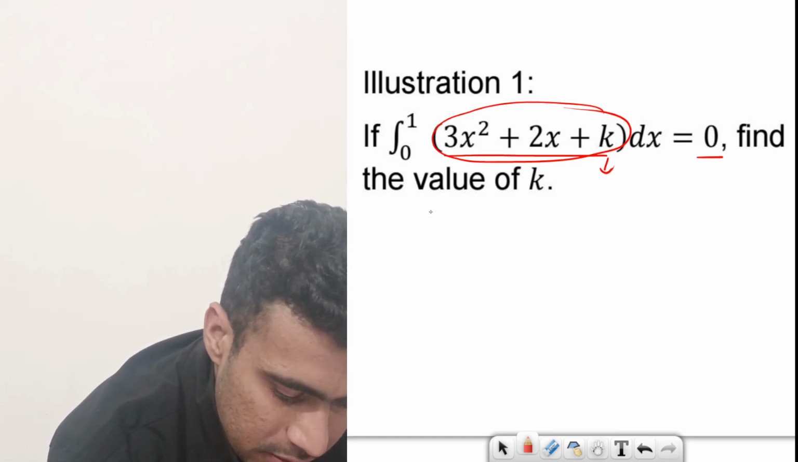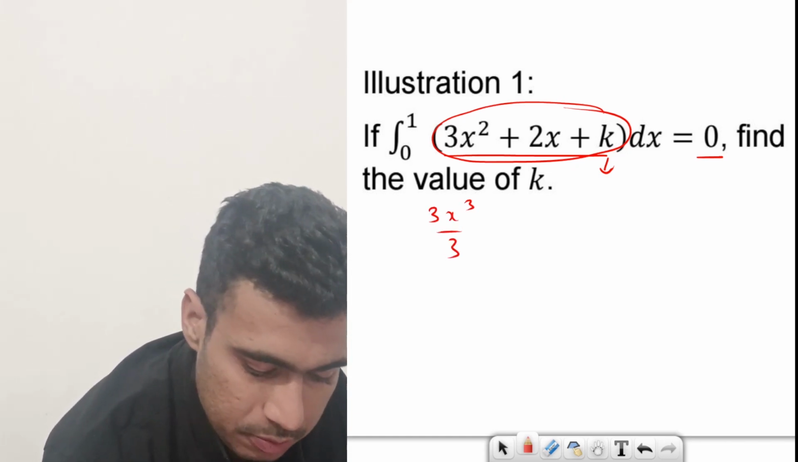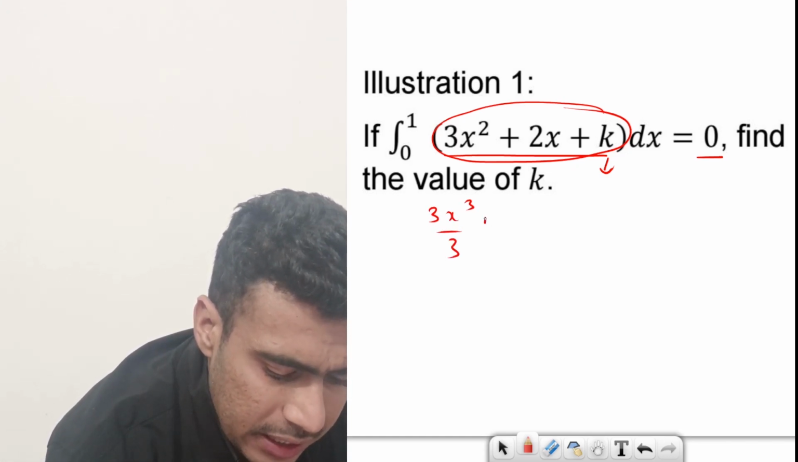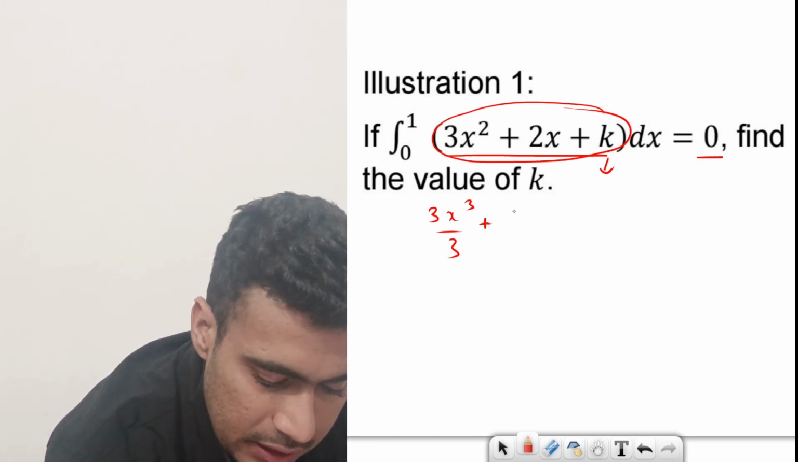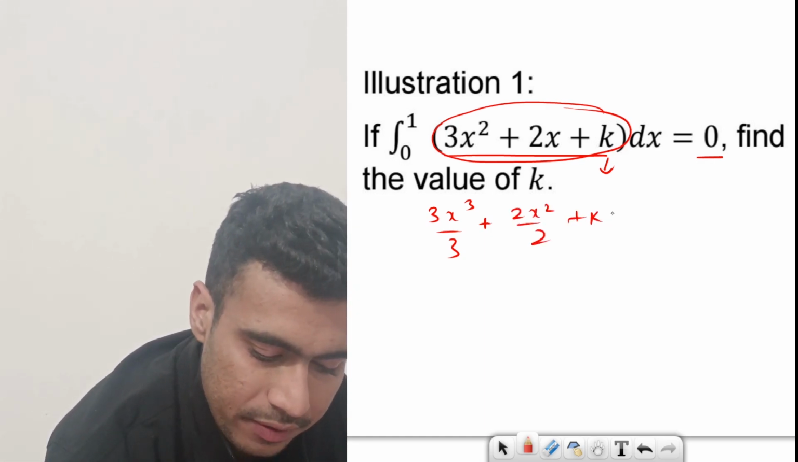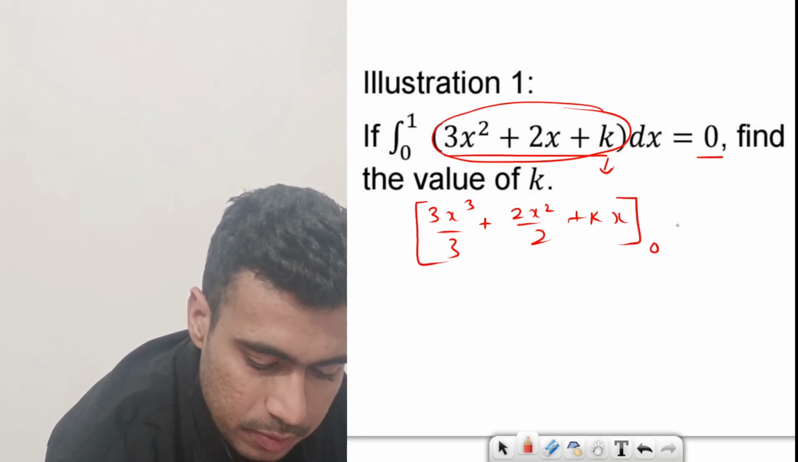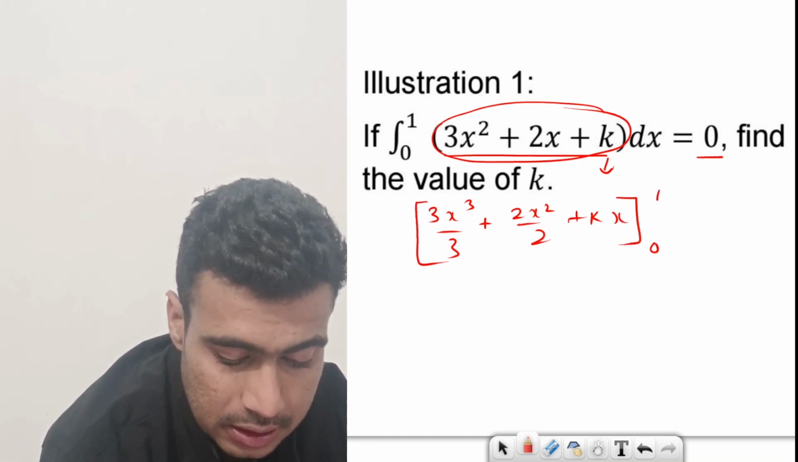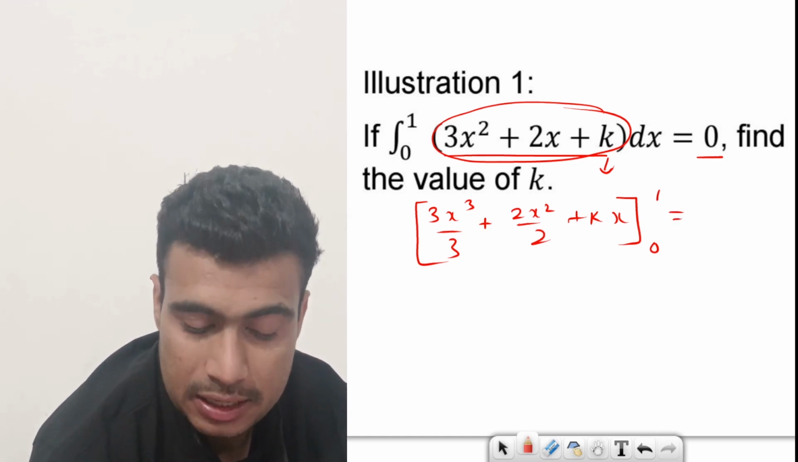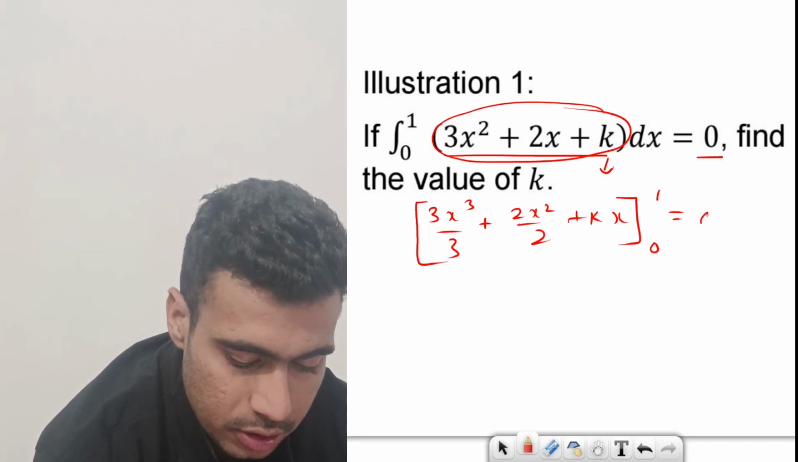As we know, this basically becomes 3 times x cube by 3, as per the basic indefinite integration knowledge we have. Then it will be 2x square by 2, and then we will have kx. And obviously 0 to 1 we are going to put as the lower limit and the upper limit respectively, and as per the question, it's going to be 0.